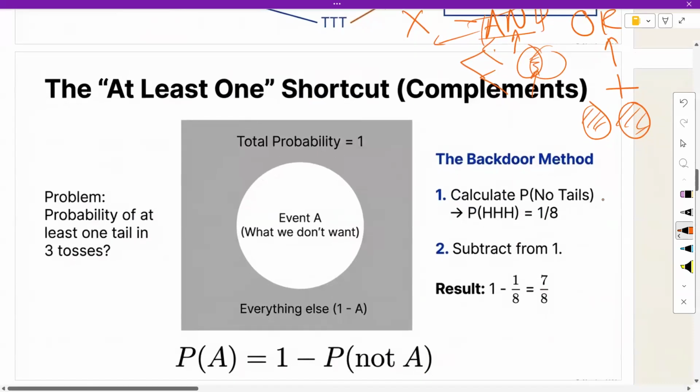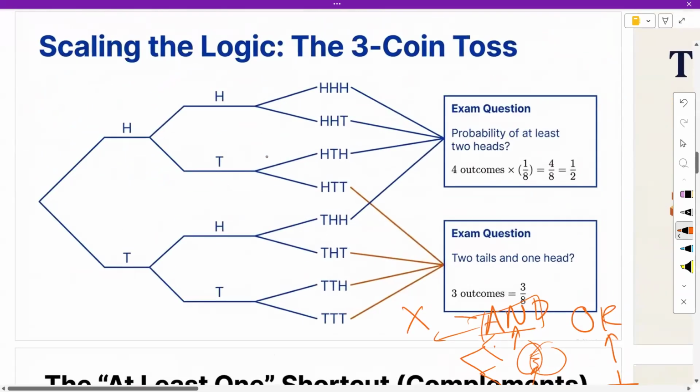Now we discuss one more thing. It's the complement. Complement means except. For example, here in this trial, a coin is tossed 3 times, and we count the outcomes. We have altogether 8 outcomes: 1, 2, 3, 4, 5, 6, 7, 8.